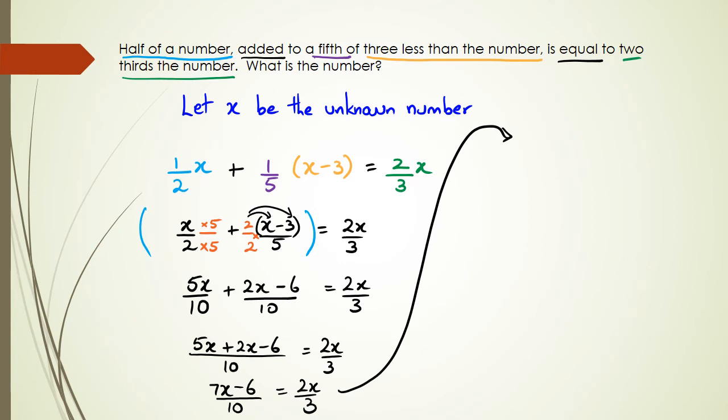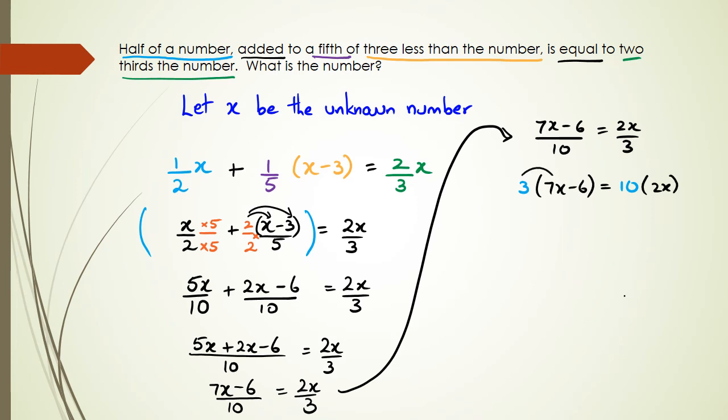So at this point, I'm going to cross multiply. Let me just write the equation first here. So what we have is 7x minus 6 over 10 equals 2x over 3. The only time you guys can actually do cross multiplication is when you have just one fraction on the left hand side equals another fraction on the right hand side. So when this 3 here comes to this side, it becomes multiplied. So we're going to have 3 multiplied with 7x minus 6 equals, now the 10 goes to the opposite side, so we're going to have 10 multiplied by 2x.